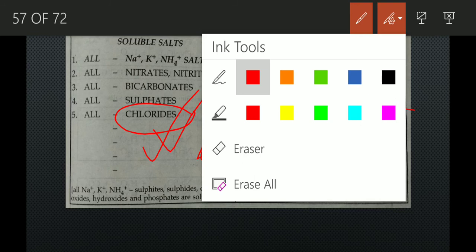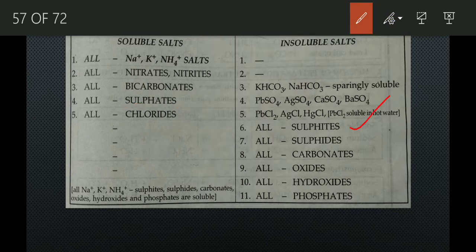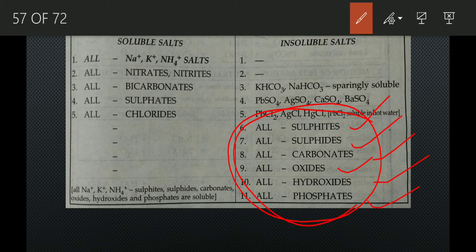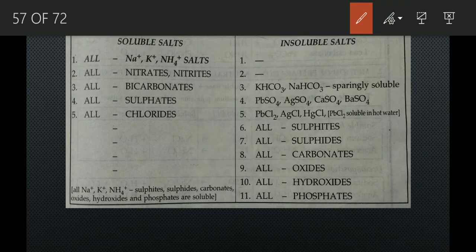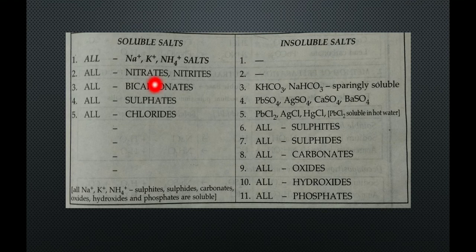Okay. Apart from this, all sulfides, then carbonates, oxides, hydroxides, phosphates, all these categories of salts are insoluble in water. So these salts are insoluble salts and those salts are soluble salts. Clear? Now I think I have made myself clear and this topic is absolutely clear to you all.